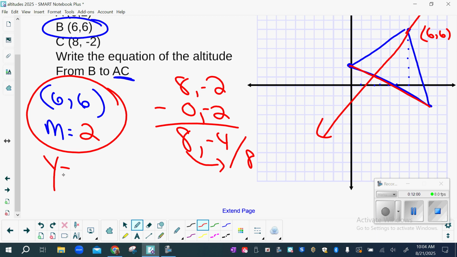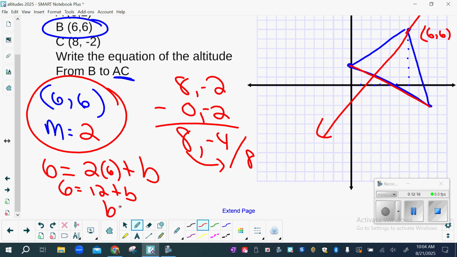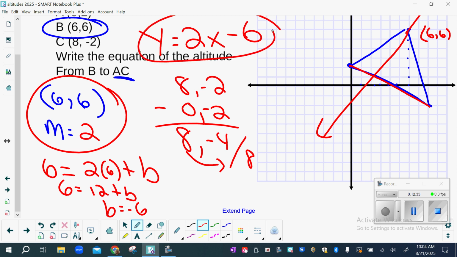Y equals mx plus b. Pop out this guy for 2. Pop out this guy for 6. Pop out this guy for 6. 6 equals 12 plus b. I got b equals -6. How did I do? Did I do okay with that? Big reveal, big answer. Y equals 2x minus 6. I almost put -12. Is that it? How'd I do? How'd you do? Finger wiggle.